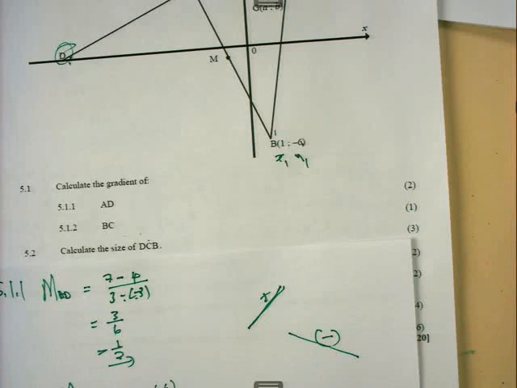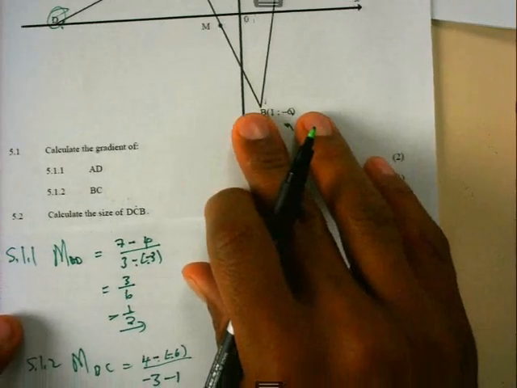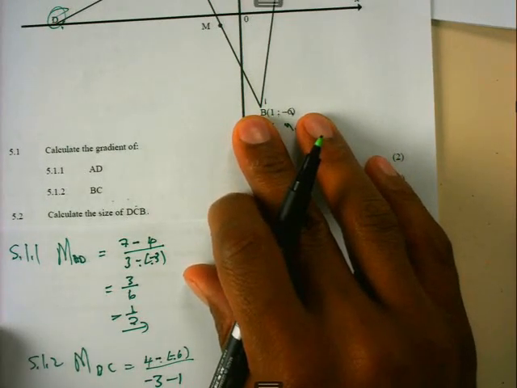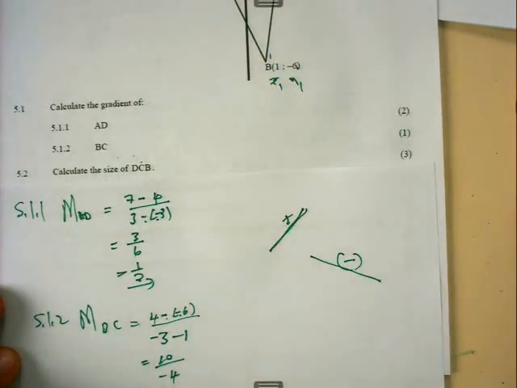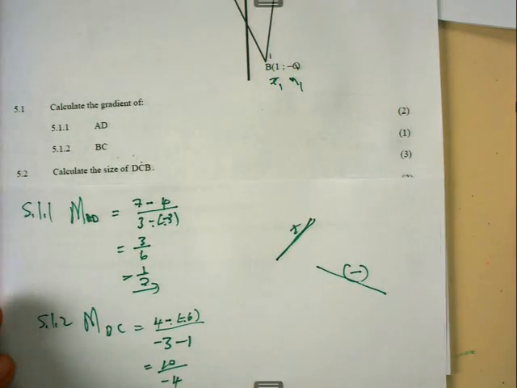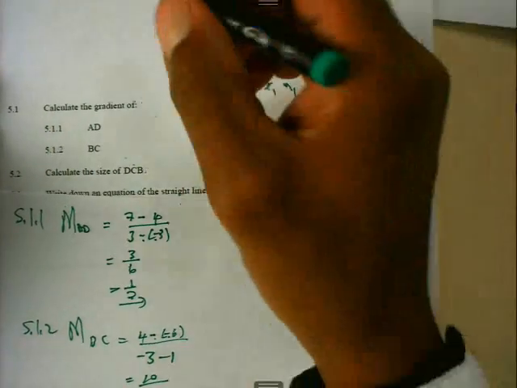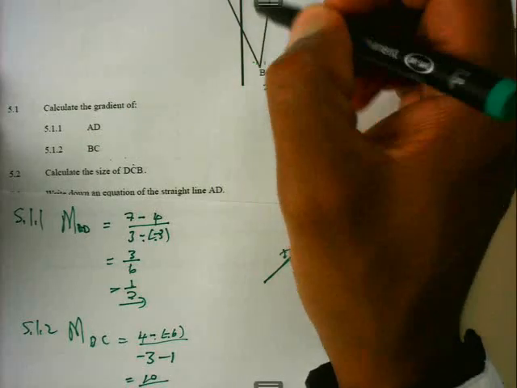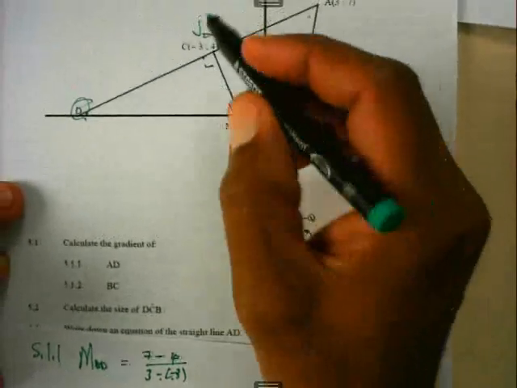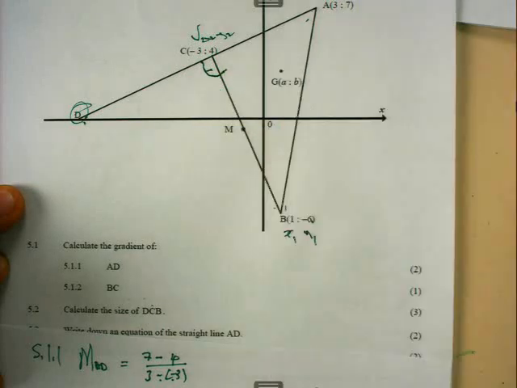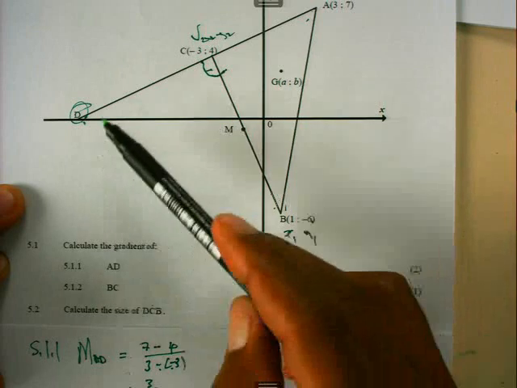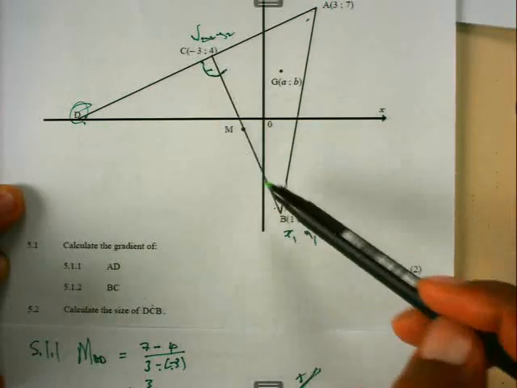Right, now 5.2 says you must calculate the size of DC. You must calculate the size of DC. How do we calculate the size of DC? Here's the DC, that is DCB. Then it means we are looking at this angle here, that is angle DCB. Please, boys and girls, when you look at it like this, you can think that this is 90 degrees. They did not say AD is perpendicular to BC.